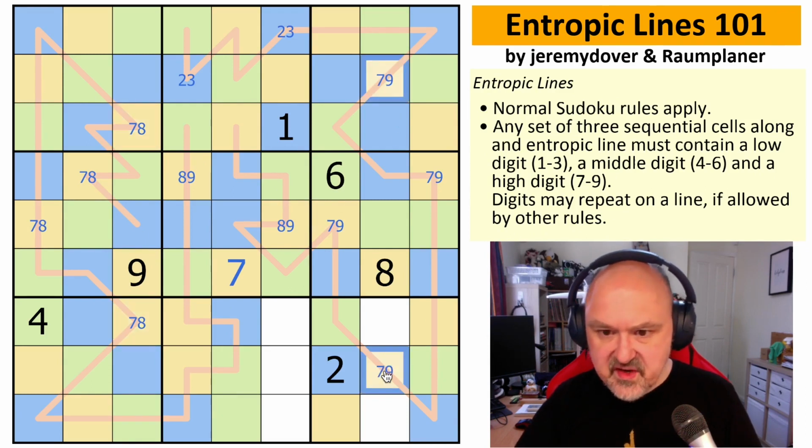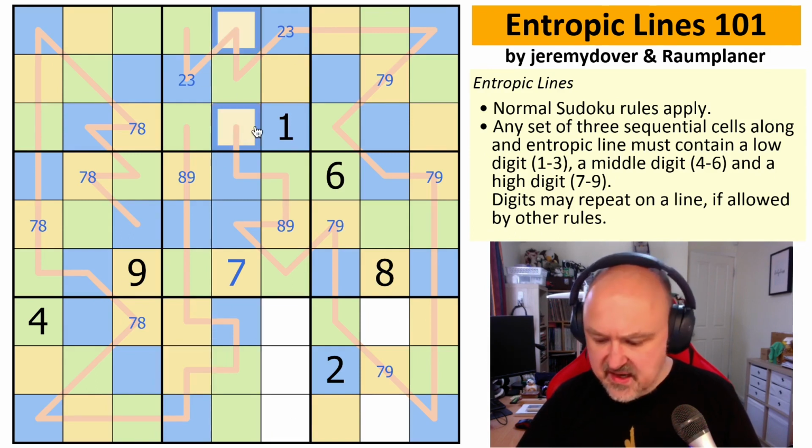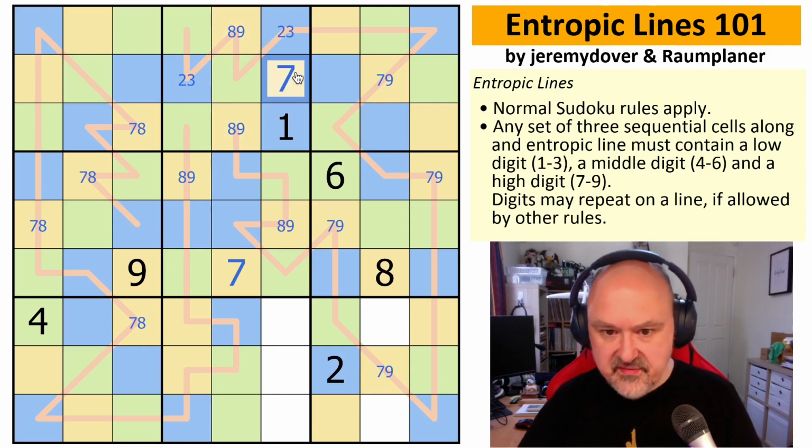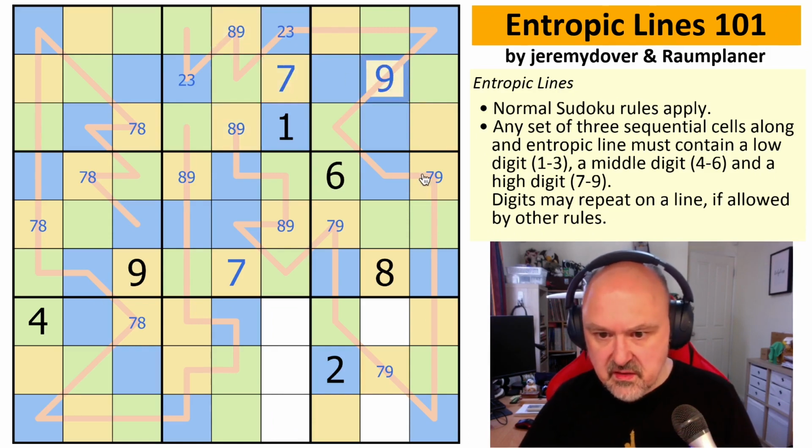These are 7 and 9. That's not really getting me anywhere, is it? 7 doesn't have to be down there. It could be down there. These are 8 and 9, so this is a 7. So this is a 9. So these are 7 and 8.